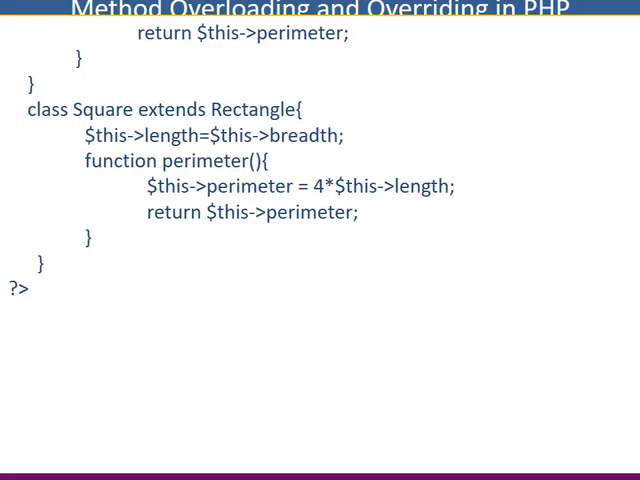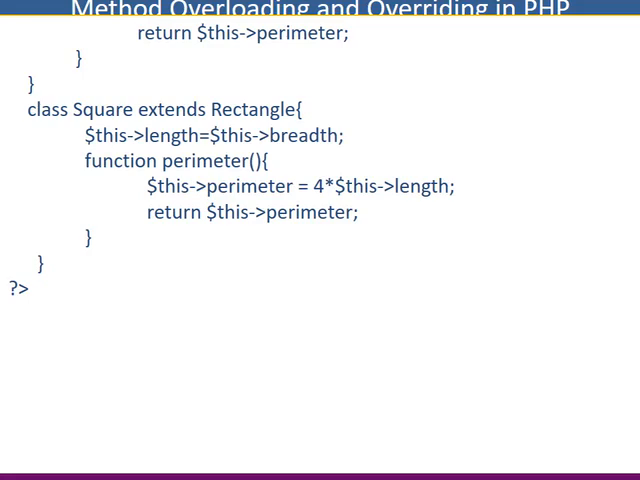So now what this is telling us is that the class square extend rectangle means that it inherits all properties and methods from the rectangle, which is a superclass. So it inherits the methods and properties from the rectangle. So I now override the method. So both classes have a perimeter method.